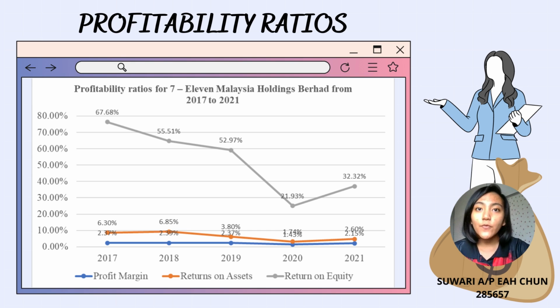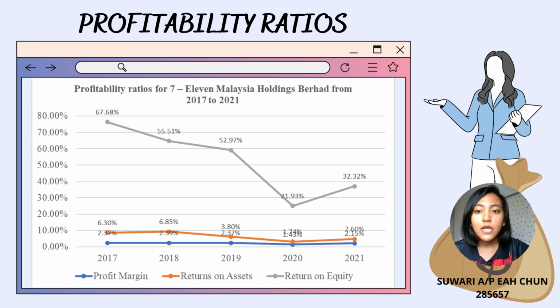285657. I will present the financial ratio analysis of 7-Eleven Malaysia Holding Berhad from 2017 to 2021 in terms of profitability ratio. In this profitability ratio, there are many types of ratio that can be calculated, which is profit margin, return on asset ROA, and return on equity ROE.